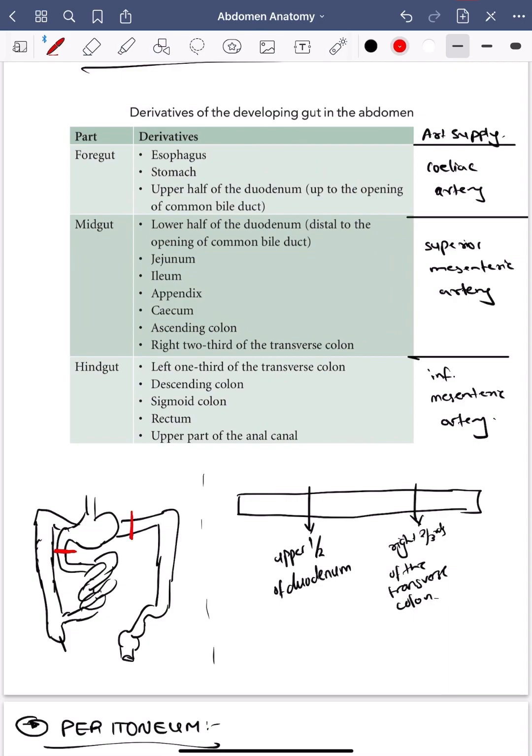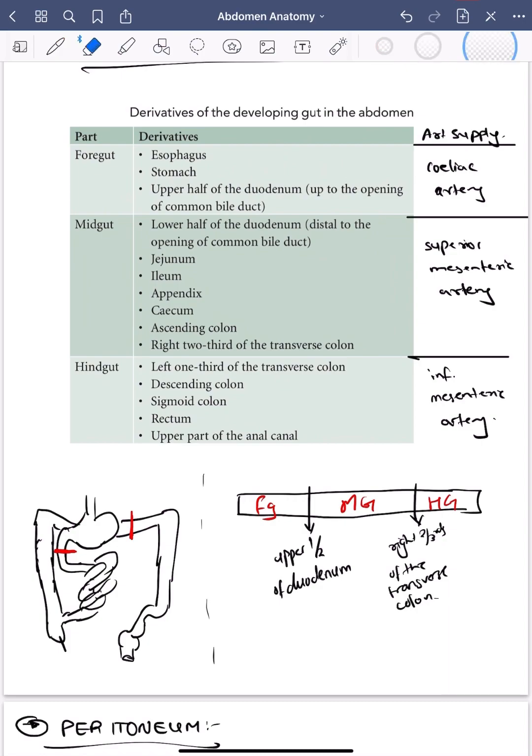Now the structure starting from the esophagus till the upper half of duodenum is basically the foregut, and then from the lower half of duodenum to the right 2/3 of the transverse colon are the derivatives of the midgut, and the rest from the distal or the left 1/3 of transverse colon to your anal canal constitute the hindgut. Okay, so this is basically an idea on how you can remember the derivatives of the guts.